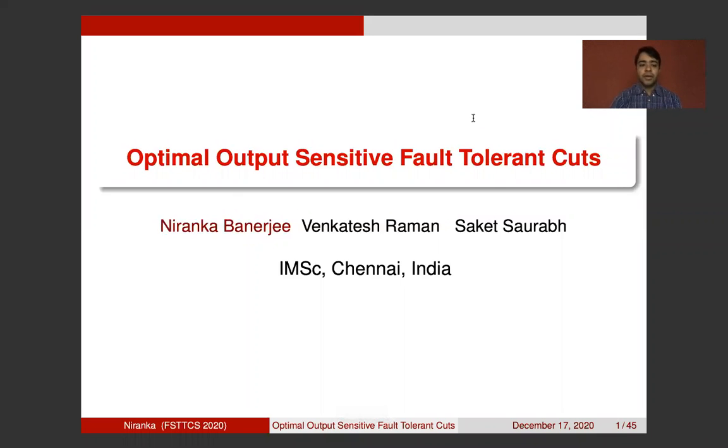Hello everyone. So I'll talk about optimal output sensitive fault tolerant cuts. I'm Niranjan Balachandran and this is joint work with Venkatesh Raman and Saket Saurabh from the Institute of Mathematical Sciences in Chennai, India.